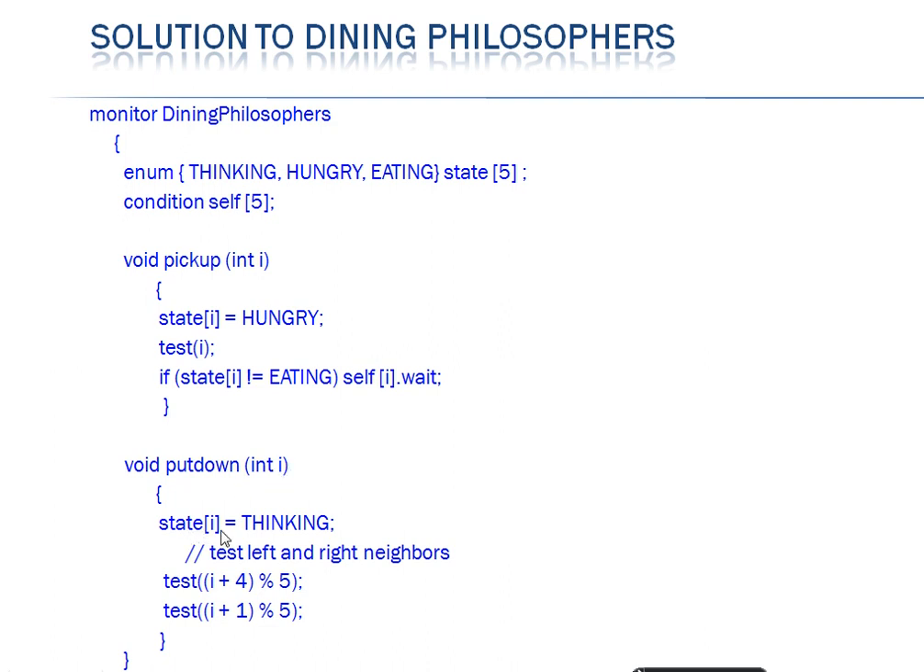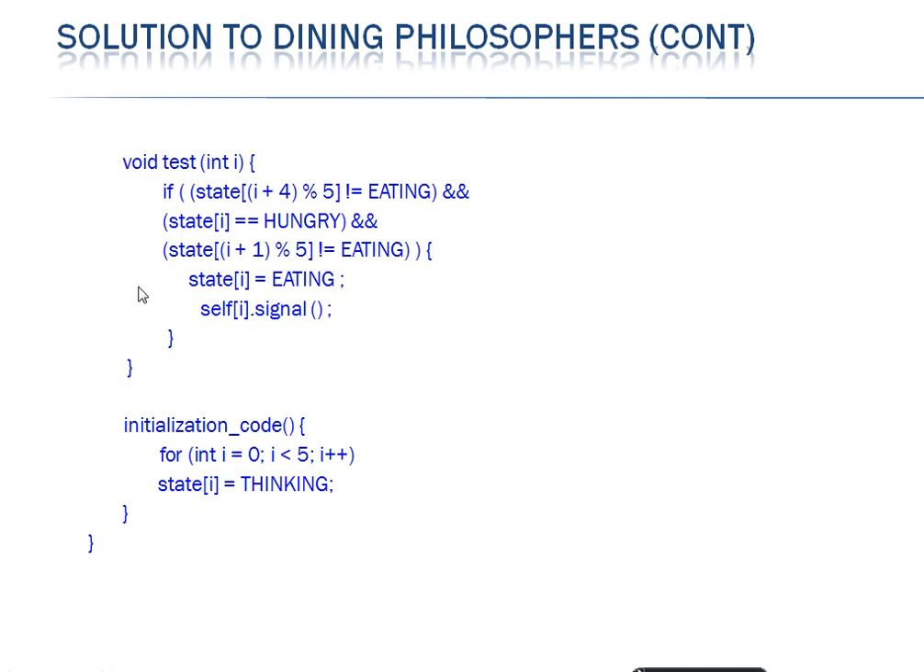Then checking the state of i, if it is thinking, then test left and right neighbors. We need to perform test over the left and right neighbors of this philosopher, to see what they are doing, right? So test over (i plus 4) mod 5 and test over (i plus 1) mod 5. If this philosopher is thinking, there may be a need that the other philosopher is hungry and will be picking up the chopstick.